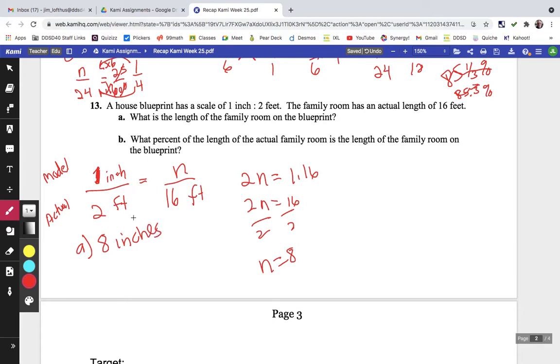So a house blueprint has a scale of 1 inch is 2 feet. Family room has an actual length of 16 feet. You need 1 inch for every 2 feet. So yeah, 8 inches would give us 16 feet.